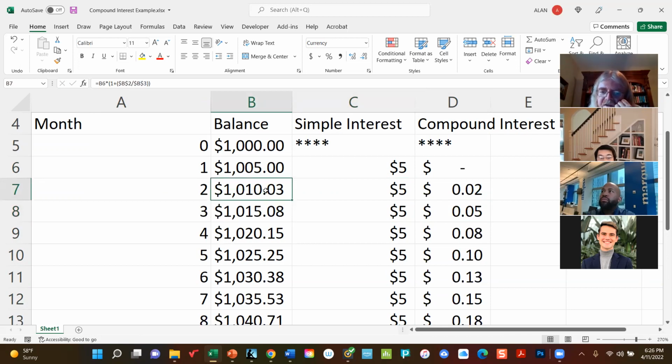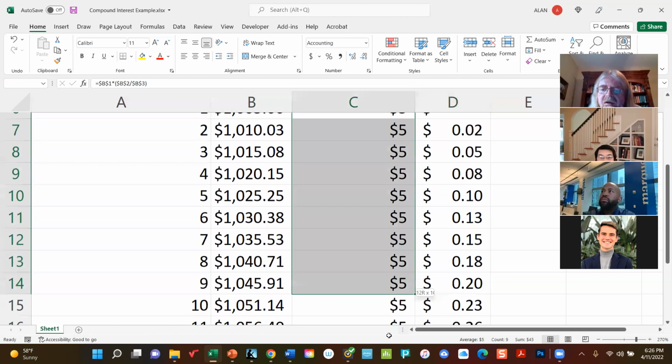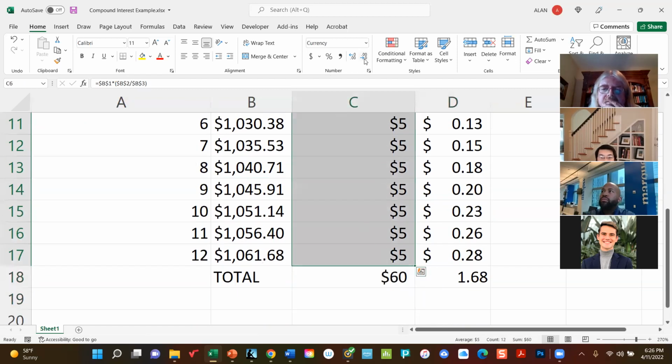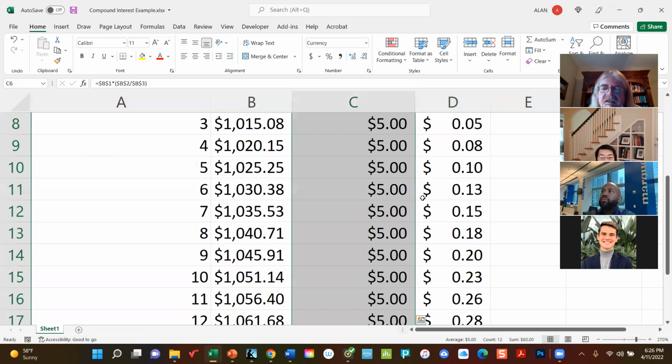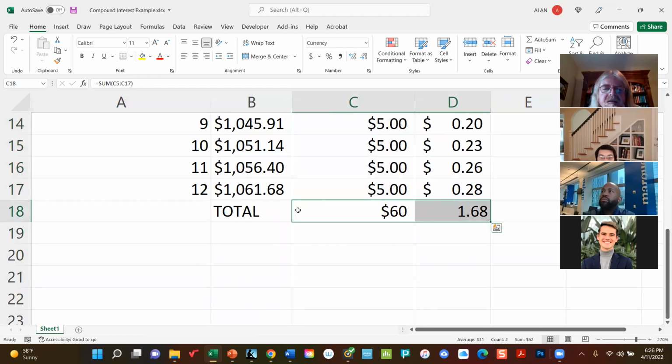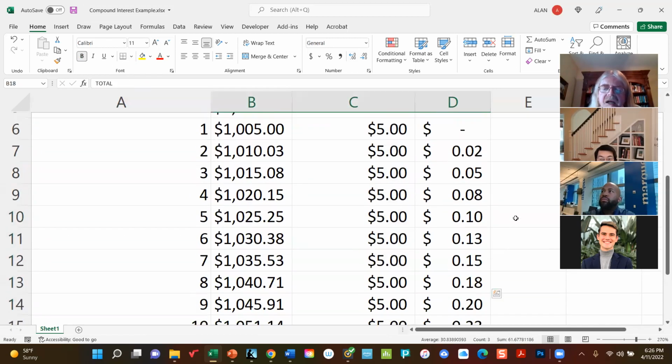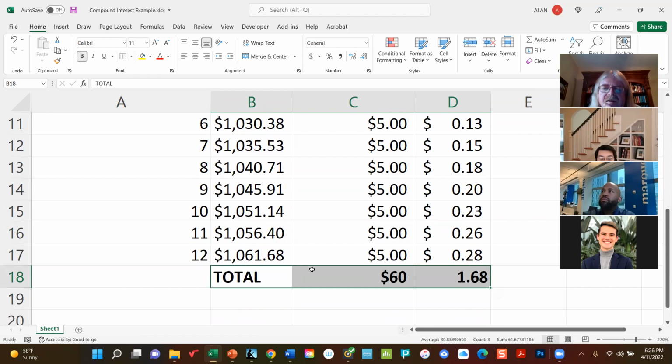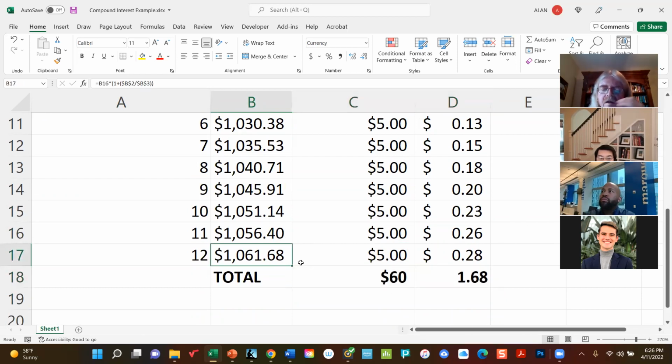In other words, $10.03. So whatever I have in this account above and beyond the original principal, the interest that's based on that is what we mean by compound interest. Okay, so when we're done, you can see that they add up as we expected. We earned altogether $60 worth of simple interest and $1.68 worth of compound interest, because at the end of the year, we've got our $1,000 back. We've got 12 $5 payments of simple interest, and whatever's left over is our compound interest.